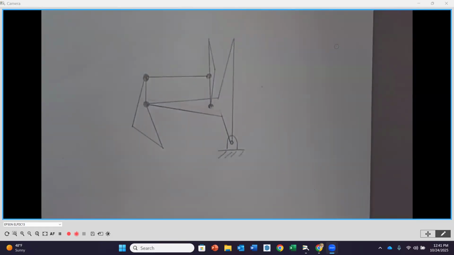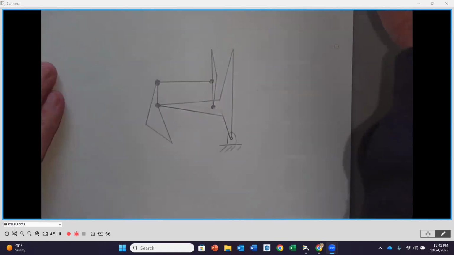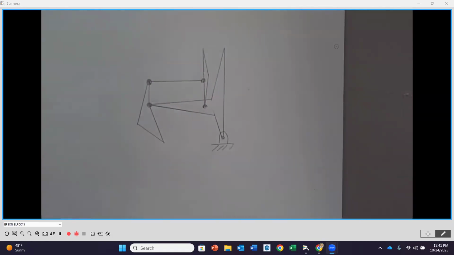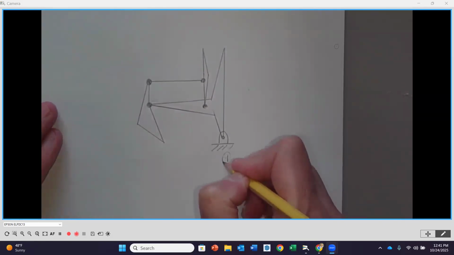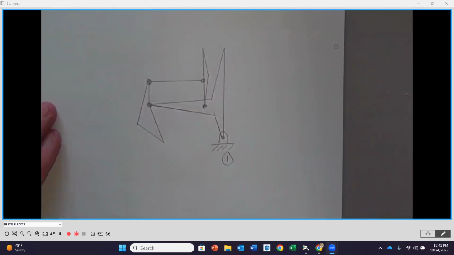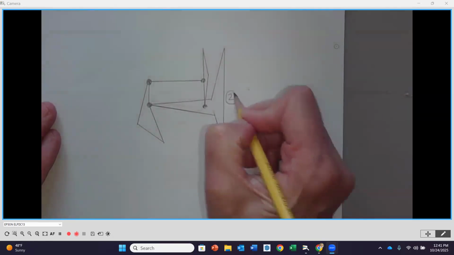Now, as far as representation, I think I have everything represented that I need. So now I'm going to add my labels for the links and the joints. My first link here is going to be number 1. That's going to be my frame. This is going to be link number 2.